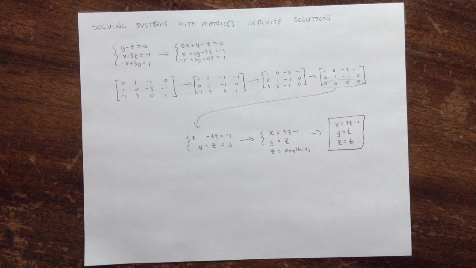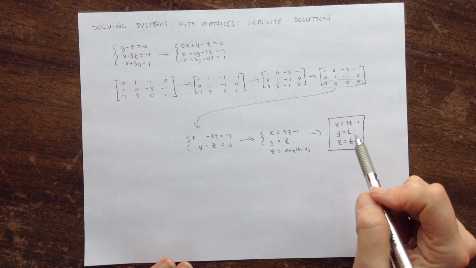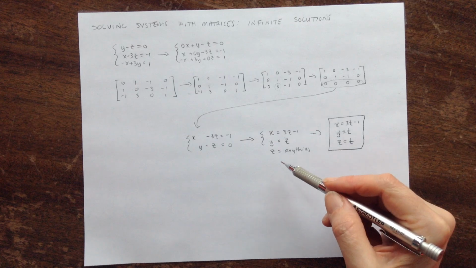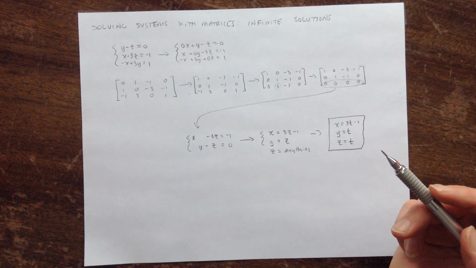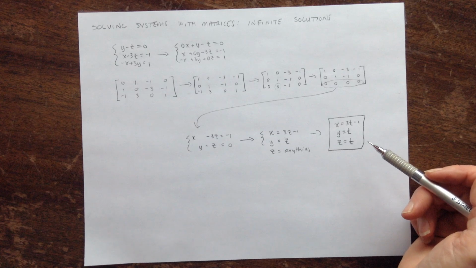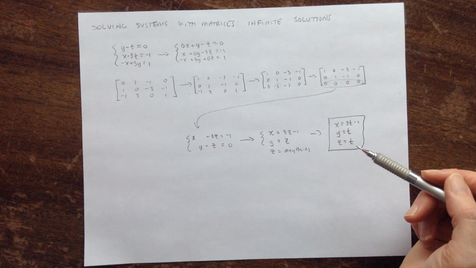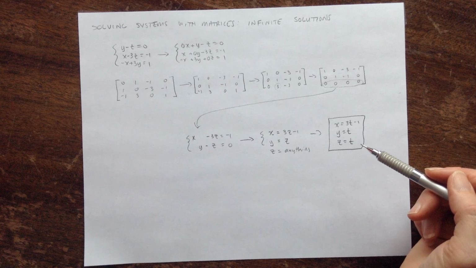And so there's my solution. And I have infinitely many solutions here, because like I said before, if you gave me a z here, I could give you the corresponding x and y. You give me a t, I can give you x, y, and z. When t equals 0, you get negative 1, 0, 0. That would work in this system, in all three of the equations.